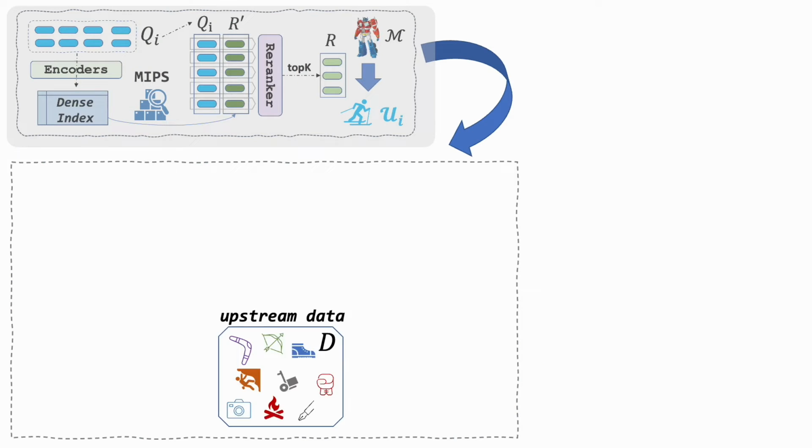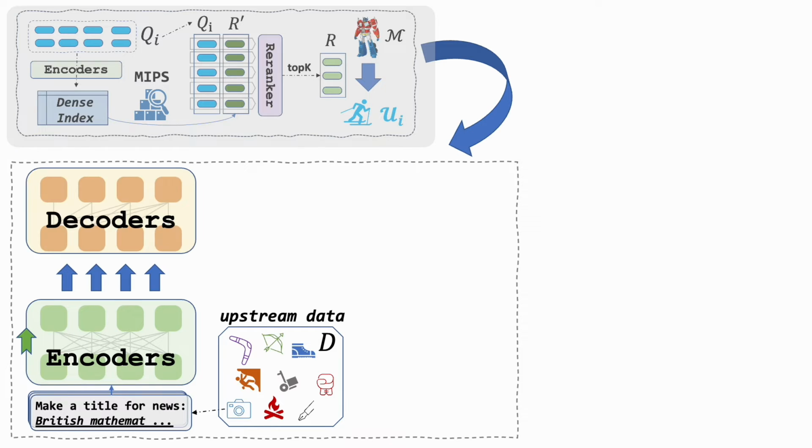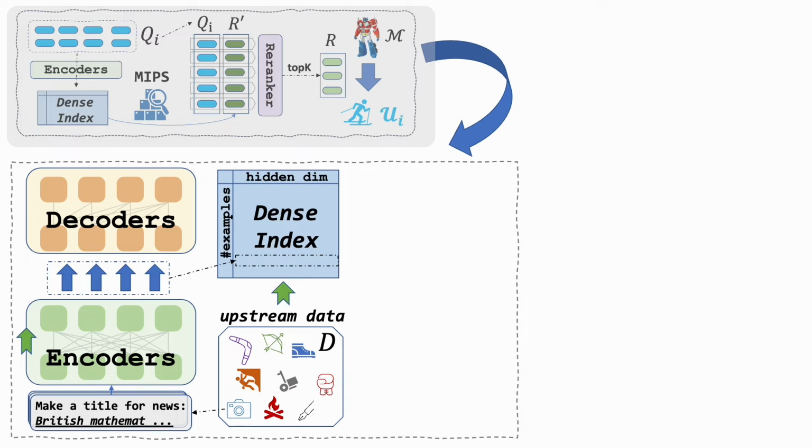Specifically, to compute such a dense index, we reuse the encoder layers of the upstream model. Recall that the upstream model is an encoder-decoder structure, so we use the hidden states between the encoder and decoder to build a dense vector representation for all the examples in the upstream data. The dense vectors then form a dense index here, which will support the MIPS queries in the future.